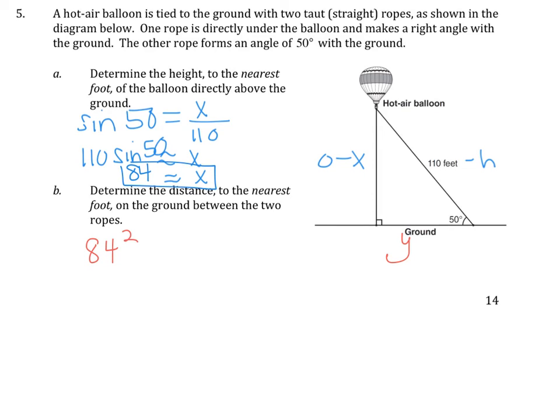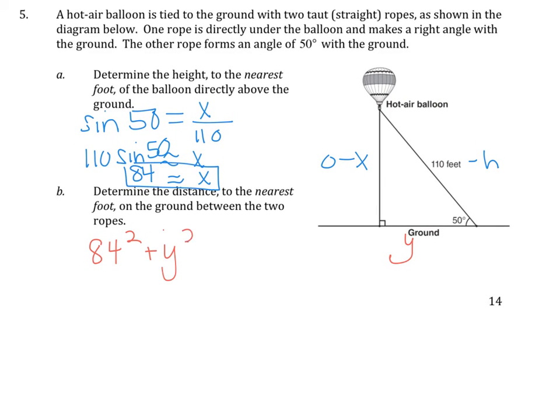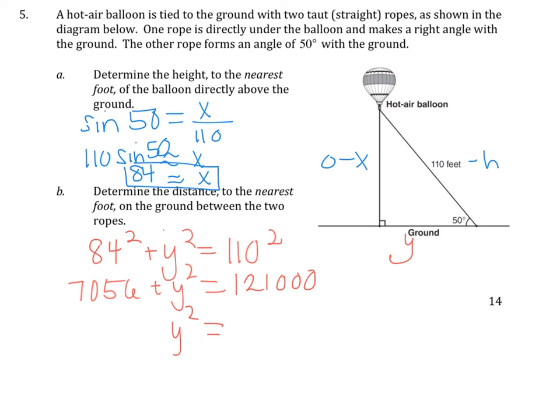So 84 squared plus y squared is equal to the hypotenuse squared, 110 squared. So we have 7,056 plus y squared equal to 12,100. Subtract 7,056 from 12,100 and get a difference of 5,044. Take the square root and get y is equal to 71 feet.